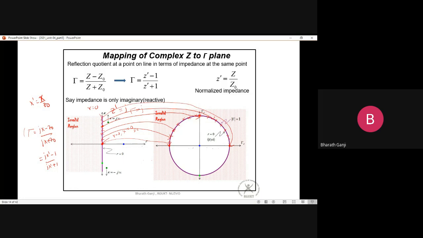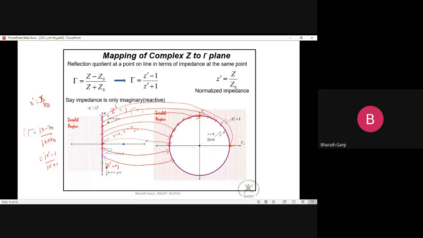So the impedance is infinity. Obviously, as you slowly increase the reactance value, as it goes to positive infinity, the point slowly reaches this point. In the same way, if you are on the negative side of the reactance, this point will be mapped here, this point will be mapped here. Here we took a point where z', the normalized load impedance, is just minus j.